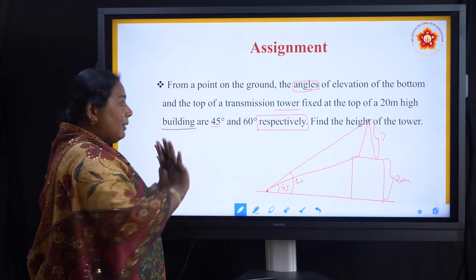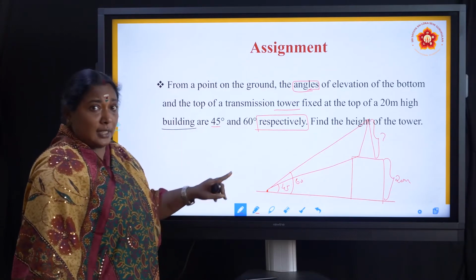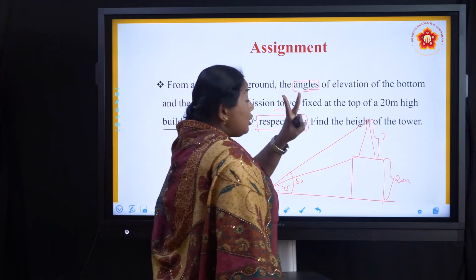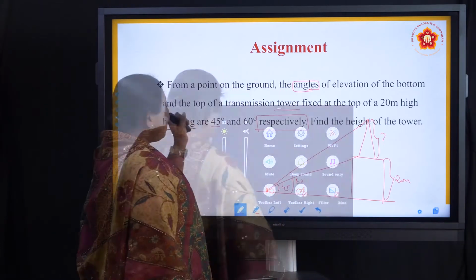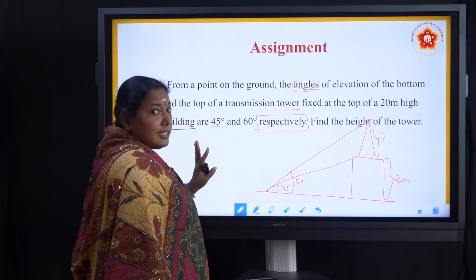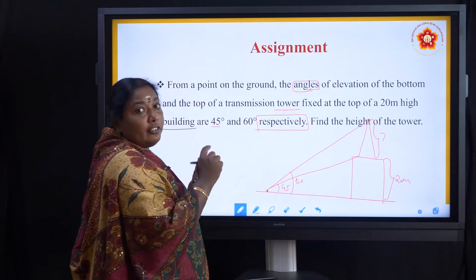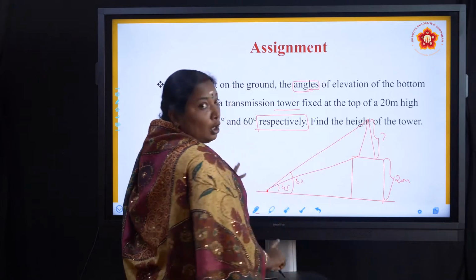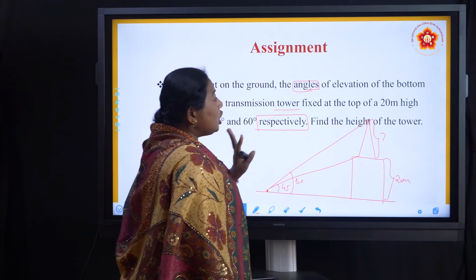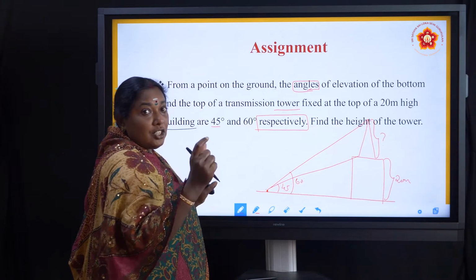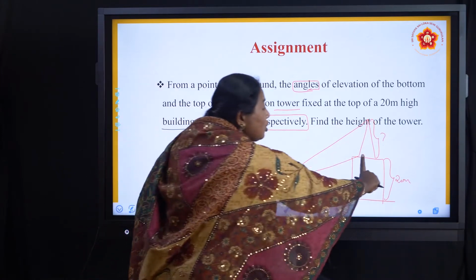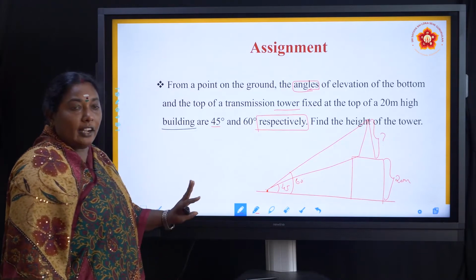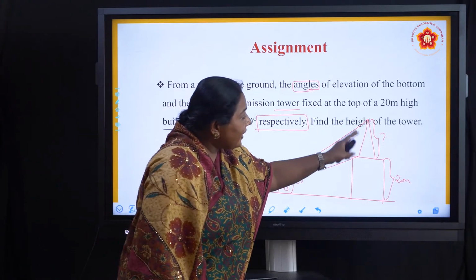So I have finished my diagram. Check it once again. There is a point on the ground and two angles of elevation, one is 45 and one is 60. I also have to see where to put 45 and where to put 60: 45 for the bottom of the tower and 60 for the top of the tower. They have given a measurement, which belongs to the building, the height of the building, 20 meters. Now what I have to find is the balance one, the height of the tower.